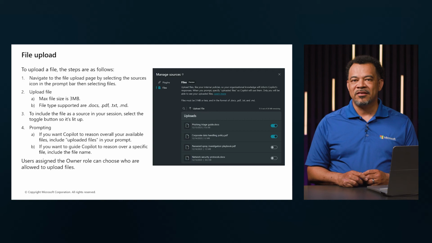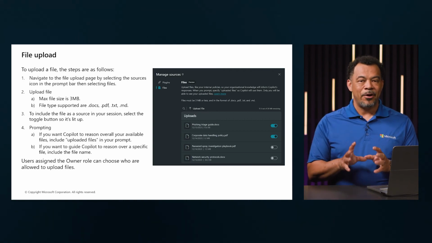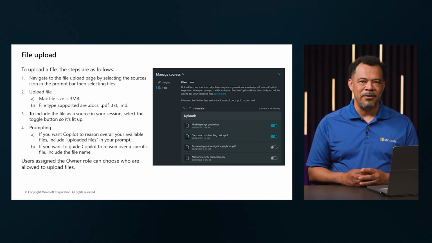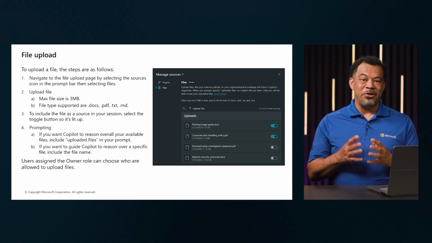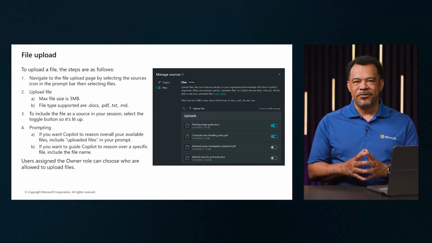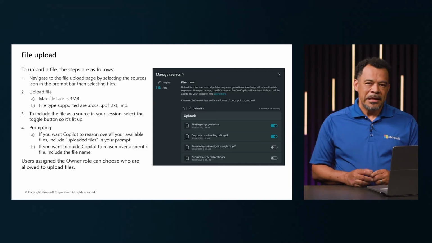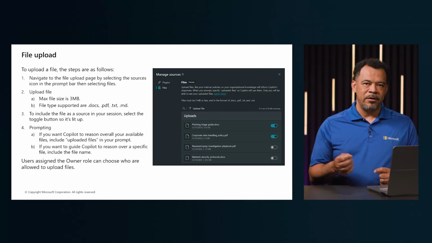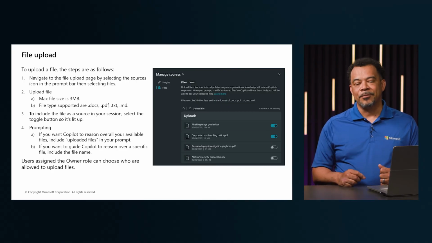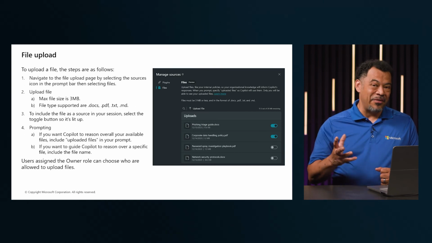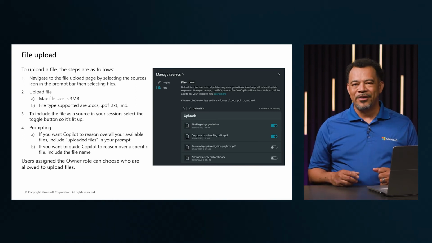Keep in mind there is a maximum 3 MB file size, and there are limits to file extensions. Currently, they're docx, PDF, text, and MD files. Want Copilot to actually use the file in your session? Just flip the toggle switch next to it and it lights up. When you're prompting Copilot, if you want to consider all your uploaded files, just say uploaded files. If you want to focus on one specific file, include the file name in your prompt. And just a heads up, if you're assigned the owner role, you can decide who's allowed to upload these files.